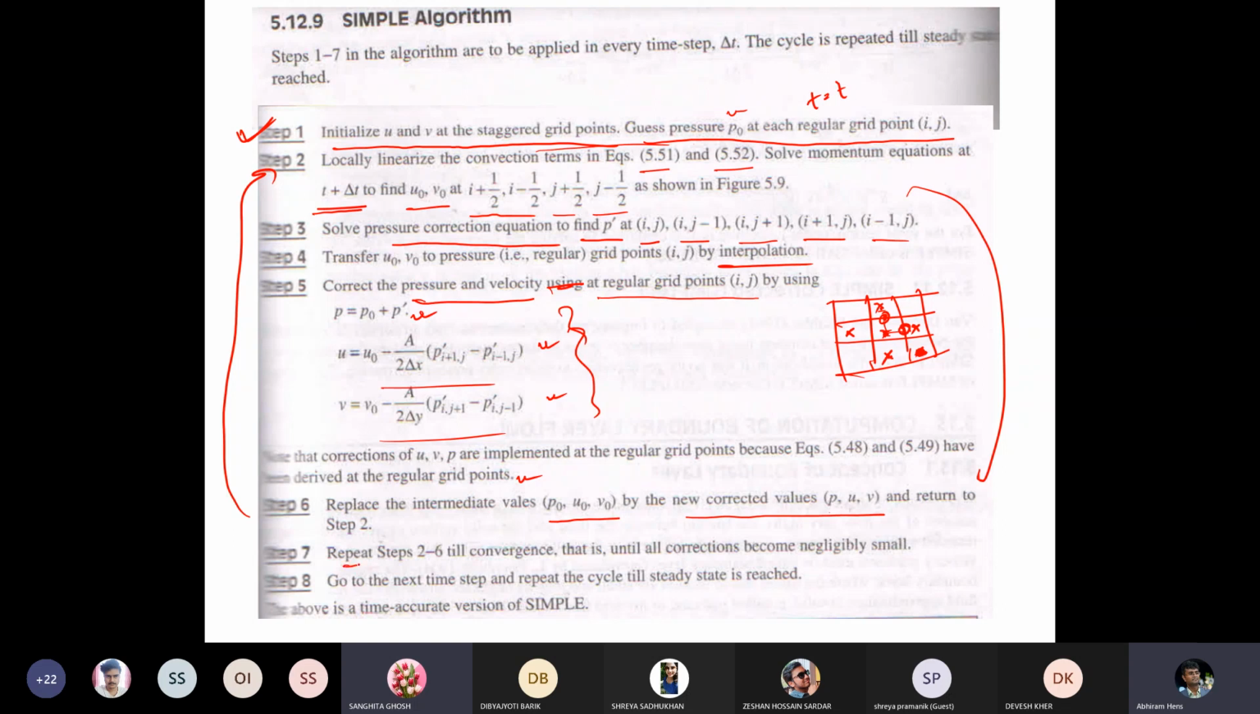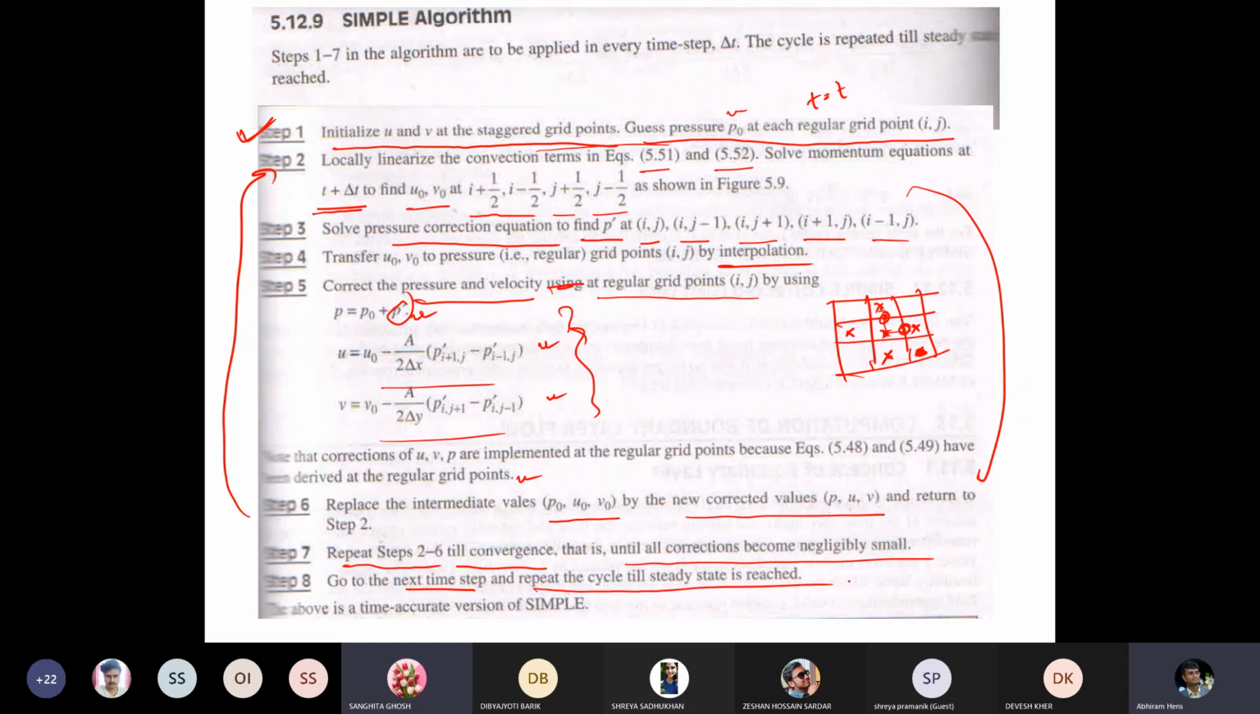Then repeat steps 2 to 6 till convergence, until all corrections become negligibly small. So when you see that these correction terms p dot or u dot or v dot are very small, below a tolerance value, you have to declare 10 to the minus 6, 10 to the minus 8, etc. in that order. Then you can come out of that loop, go to the next time step and repeat the cycle till steady state is reached.